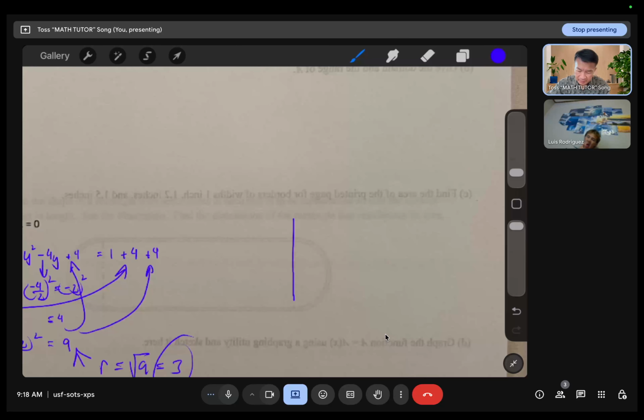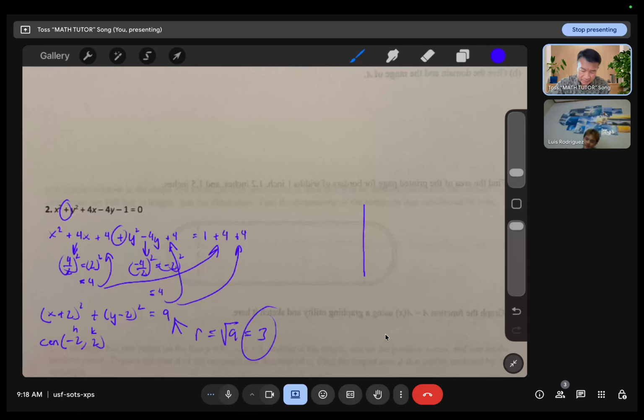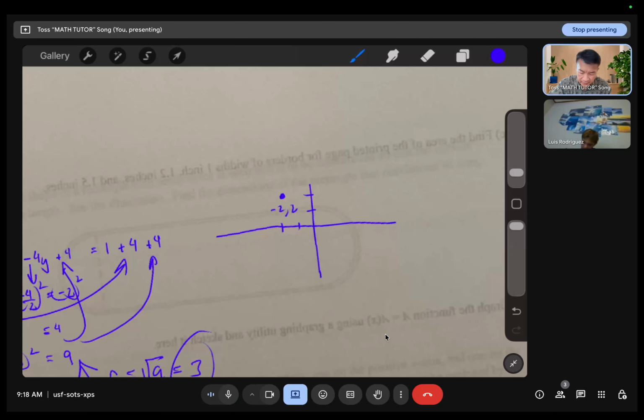All right, fine. Negative 2 comma 2, right there. And then the radius of 3, just count it: 1, 2, 3. So here, in here, in here, and up 3.